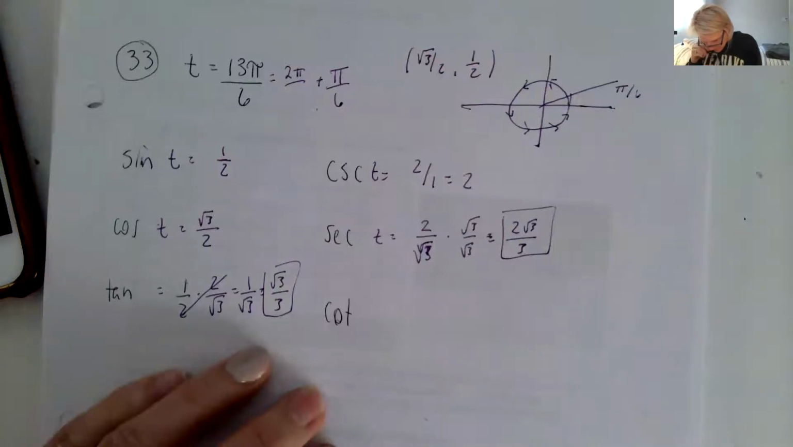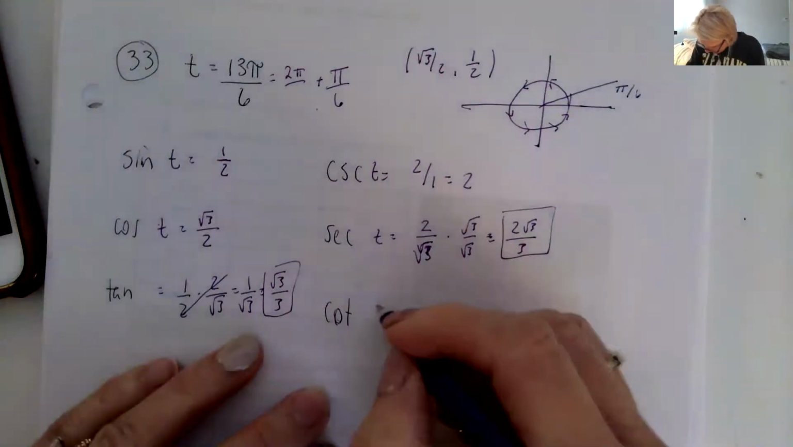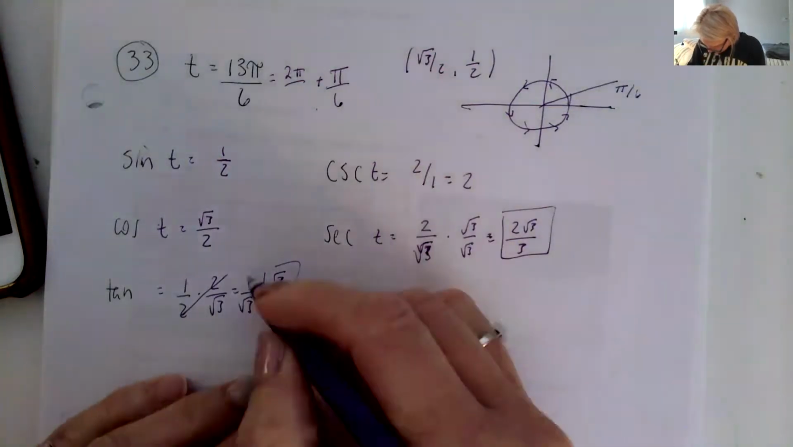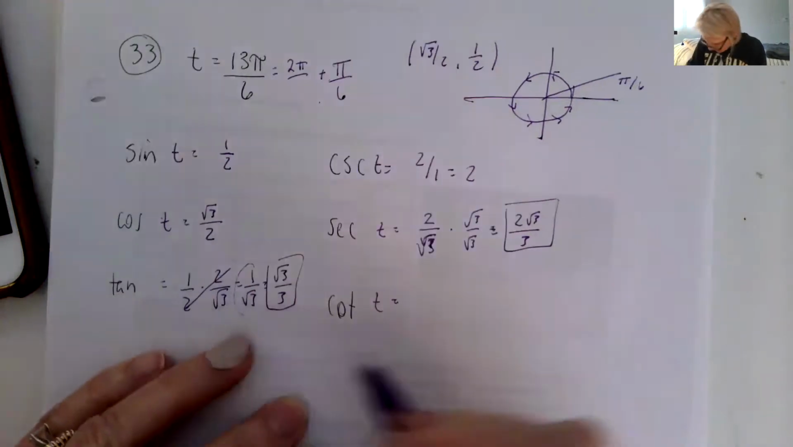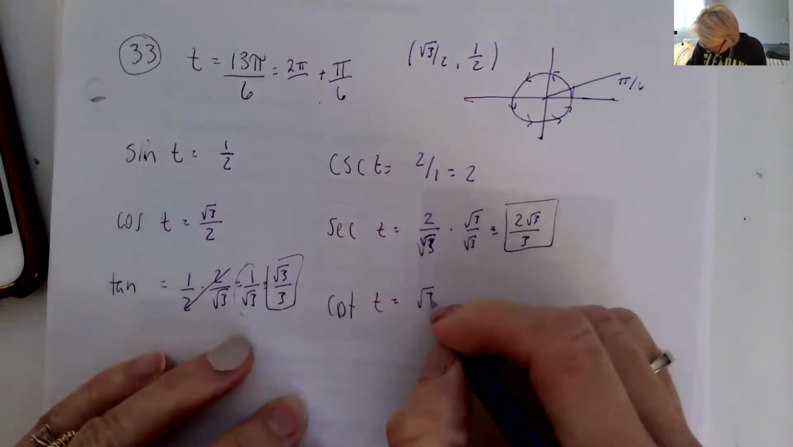And then cotangent is the reciprocal. So we can just do the reciprocal of this one, which is the square root of 3.